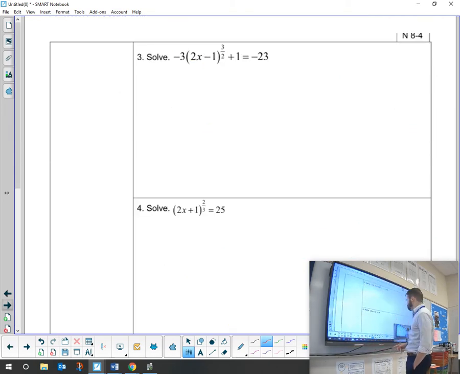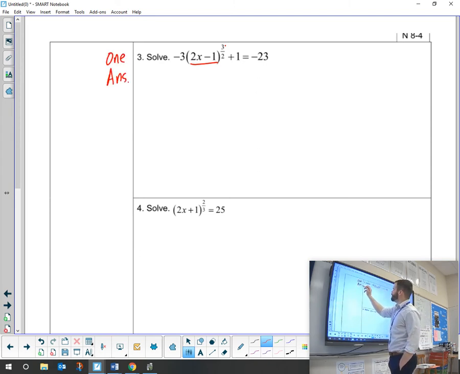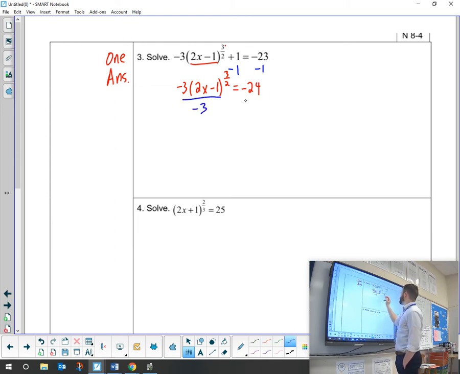Still number 3. So number 3, we're trying to get that parentheses by itself. Look at my top number. It's odd, so we're only going to have one answer maximum. And then we're going to solve for that parentheses. We're going to start off, we're going to minus 1 to both sides. That gives me negative 3 times 2x minus 1 to the 3 over 2 equals negative 24. Divide both sides by negative 3. We're going to get 2x minus 1 to the 3 over 2 equals negative 24 divided by negative 3, which is a positive 8.